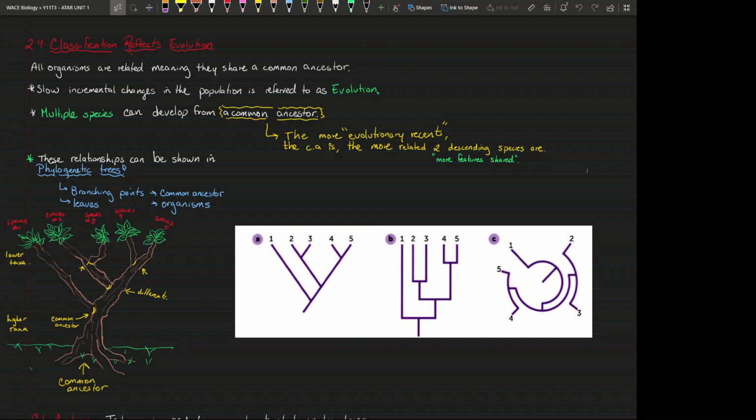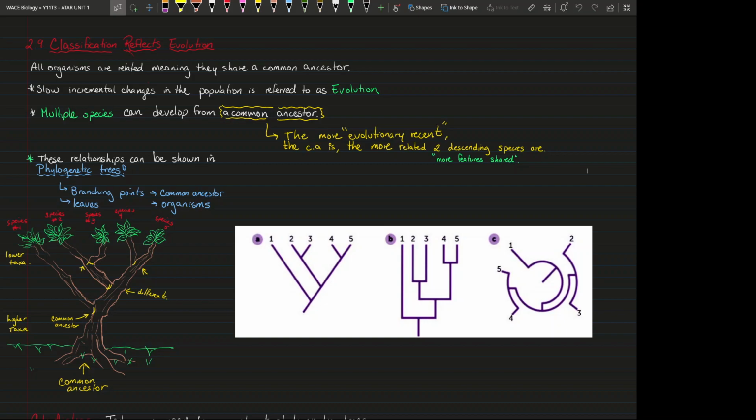So let's get to it. This is basically section 2.9 on classification that reflects evolution. We're talking about classification and relationships with certain features that organisms have, and ideally, that whole concept is that all organisms are related, right? And this basically means that they share a common ancestor. We all share a common ancestor, right? And this could be between mammals or just all living organisms themselves. We share a common ancestor.